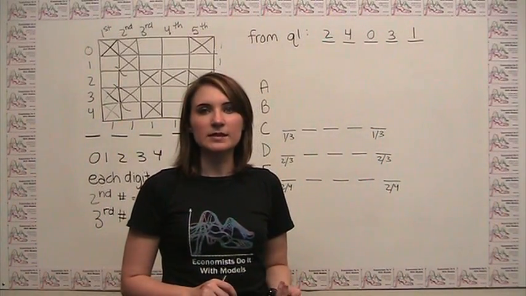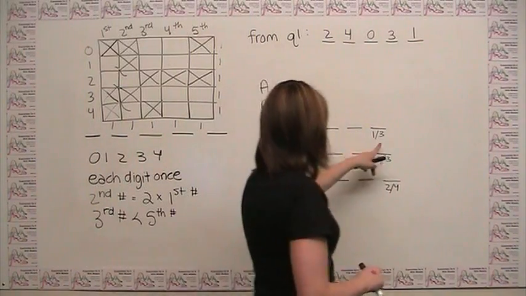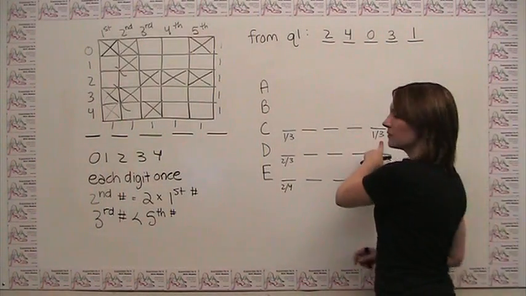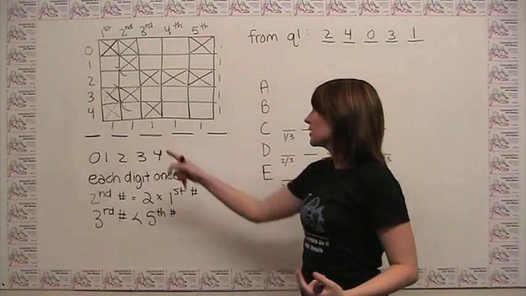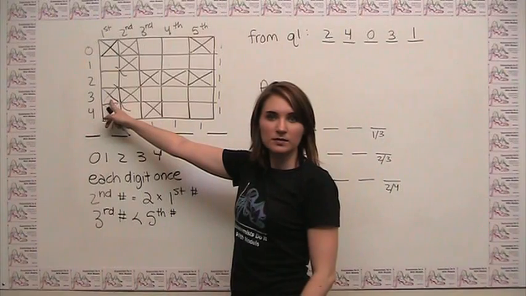So let's take choice C. If we're looking to see whether 1 and 3 could be bookends, we'll notice here that we can be more specific because we know that 3 can't be first.